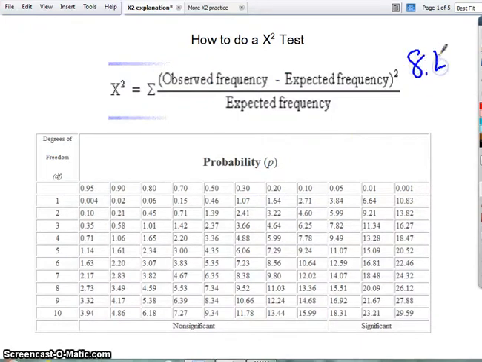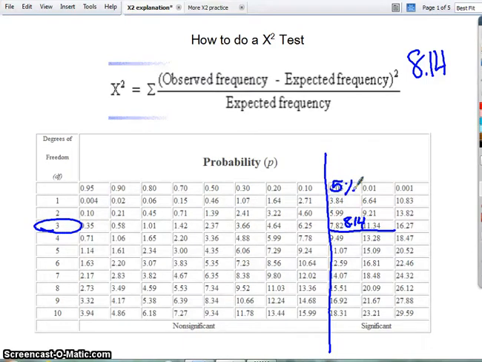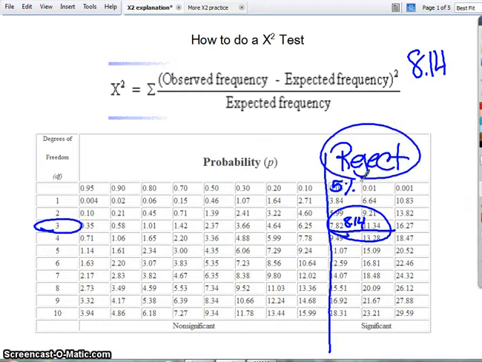Now this time we had 4 phenotypes. That means, remember, it's the number of phenotypes minus 1, so we're going to go to row 3. And we're going to find where 8.14 falls. If we go all the way across the table, here it is. 8.14 falls here. Our cutoff is always this one right here, 5%. Since this falls to the right, we're going to say that we reject our prediction.